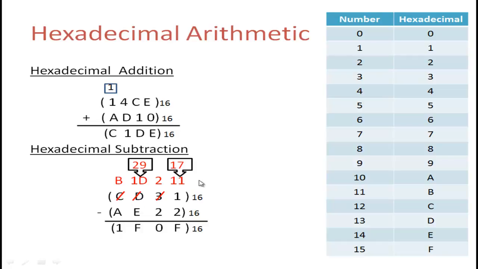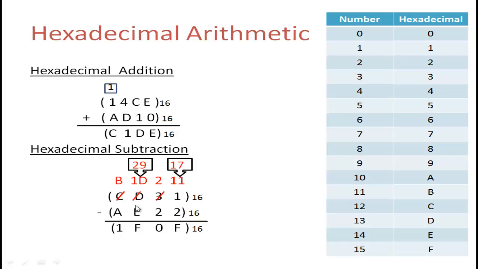Now hexadecimal subtraction. You have to subtract the hexadecimal number AE22 from the hexadecimal number CD31. That is, you have to subtract this number from this number. First of all, start by subtracting 2 from 1. For that, one has to take a borrow from 3. It will become 2, and this will become 11. But in the hexadecimal number system, 11 represents 17. So 17 minus 2 is 15, that is F. 2 minus 2 is 0.